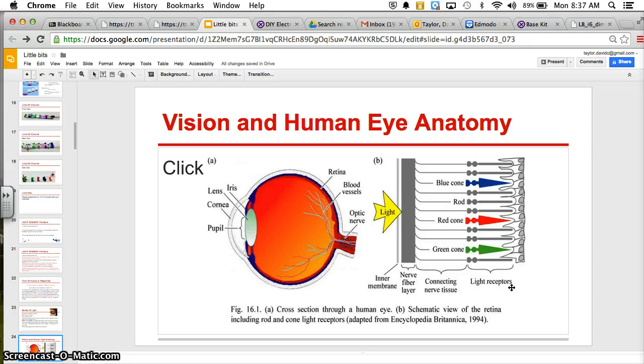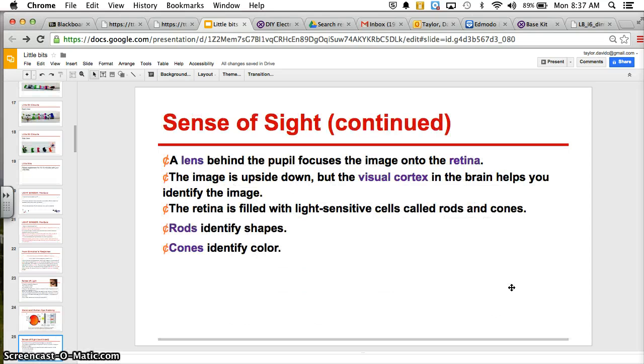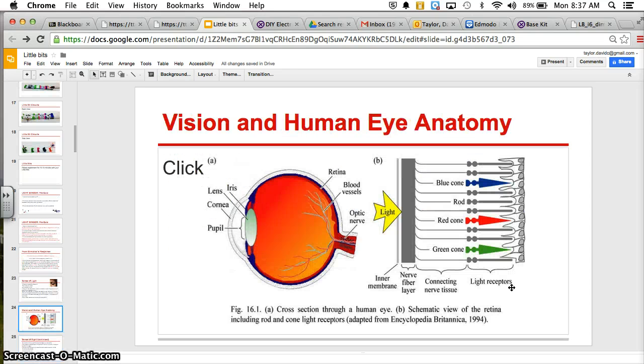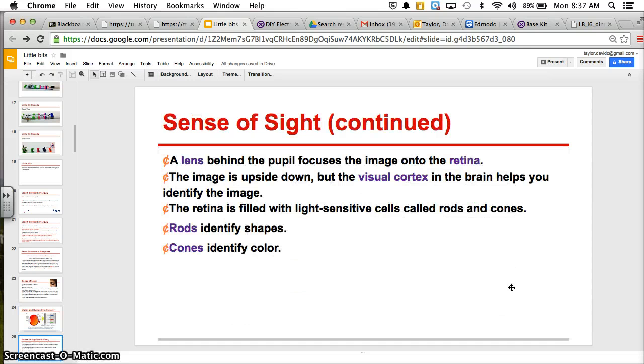Then we looked at a diagram of the human eye and broke down your rods and cones, which, as you can see, your cones see 3 major colors, and then your rods see in black and white. And then we just broke that down.